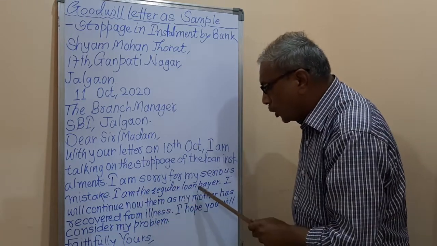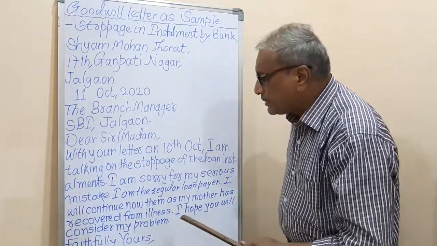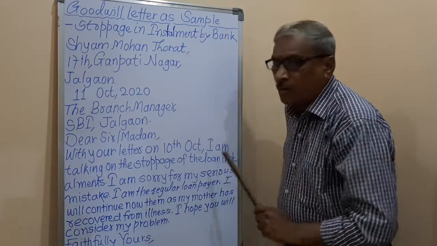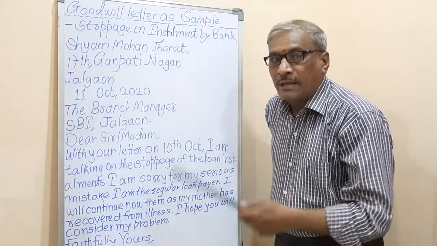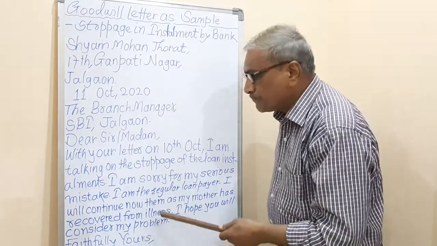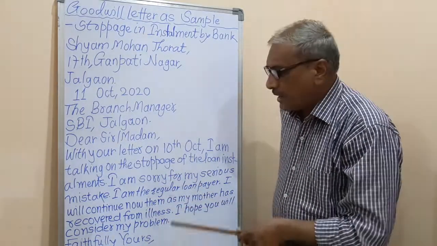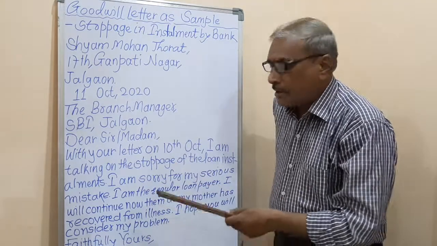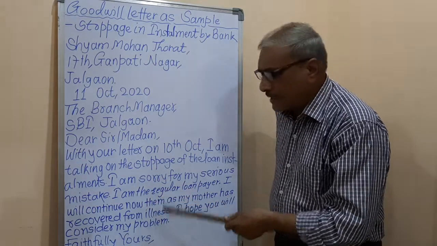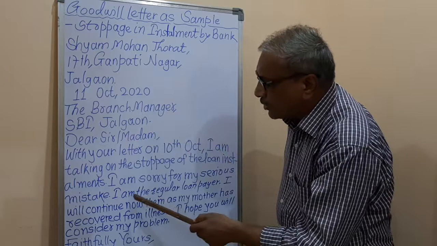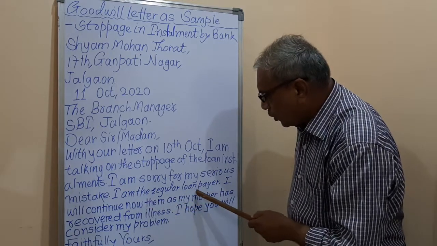"I am the regular loan payer." What is he telling here? The customer is telling here that he is the regular loan payer of the bank. It is his guarantee, or he is giving the guarantee to the bank that he has given the installments to the bank regularly, but now a problem has come to him, and that's why the customer could not pay those installments on the proper time, and that's why the stoppage has come from the bank. And so he is telling the bank that I am the regular loan payer.